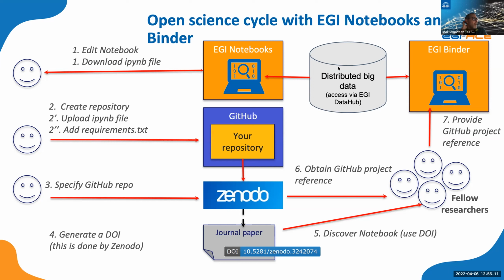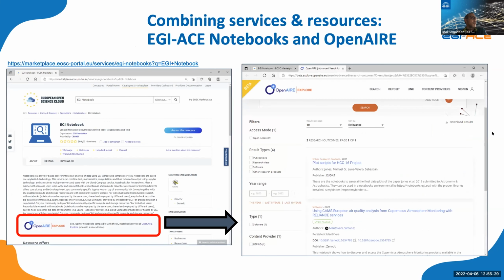And of course, we have this Data Hub in the middle that is a source of data that can be referenced in these notebooks. And this data can also have a DOI. So you can have kind of a very FAIR analysis at the end. So since I'm almost over, I will skip this one.